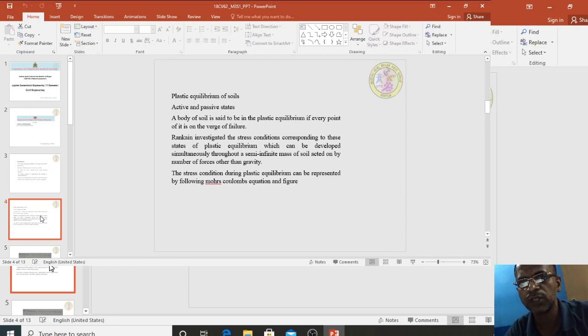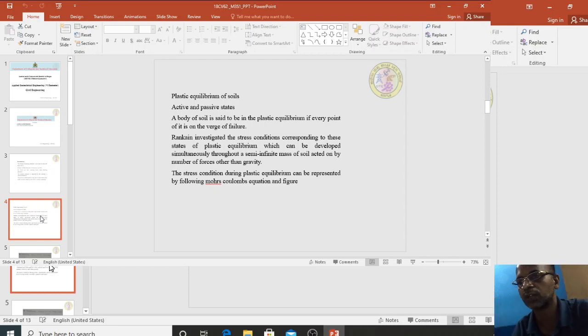Plastic equilibrium of soil means whenever any soil exerts a pressure which leads to the leaning out or inwards of the retaining structure, it is called plastic equilibrium of soil. Or in one word, verge of failure is called plastic equilibrium of soil. Active and passive states: a body of soil is said to be in plastic equilibrium if every point of it is on the verge of failure. This is your retaining structure, this is your backfill.